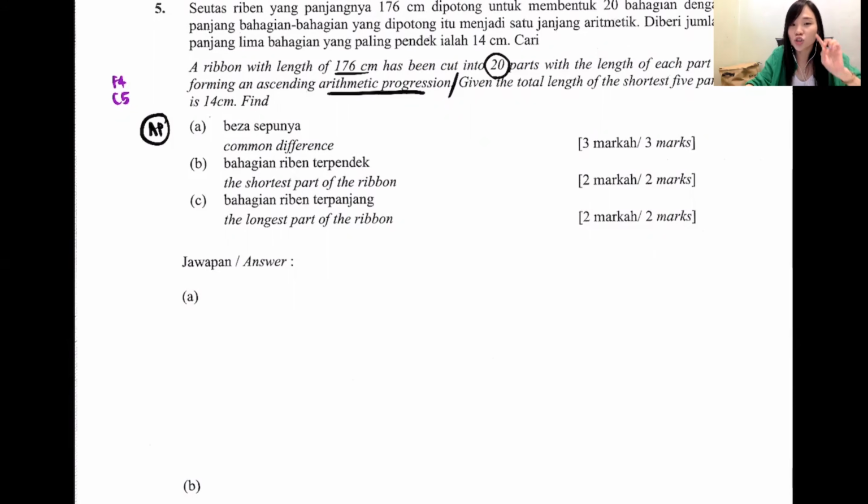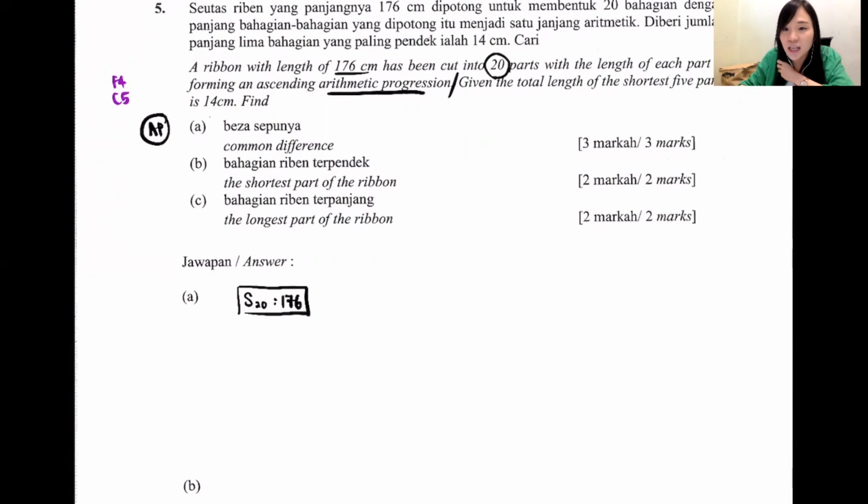arithmetic progression. So based on this 176 cm, you know this 176 cm is not for the first part. It's not for the second part. It's not for the third part, but it's for all of them. Because you want the ribbon cut to 20 parts, that means these 20 parts, if I accumulate them together, they should come back to 176 cm. So this 176 cm, isn't it should be S20. Okay, total of the first, second, third, all of the 20 parts because you cut them already, right? But if you connect them together, they should be 176 cm. So they cut to 20 parts, that's why S20 equals 176, okay?